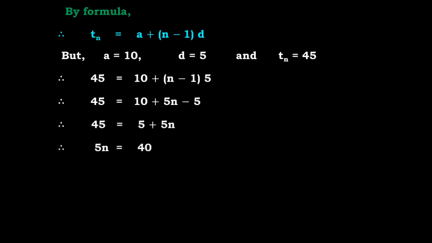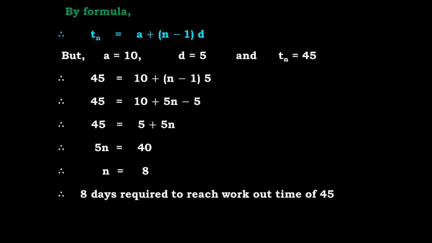So 45 minus 5 will become 40. So n is equal to 40 upon 5, that is n is equal to 8. That means 8 days are required to reach workout time 45 minutes.